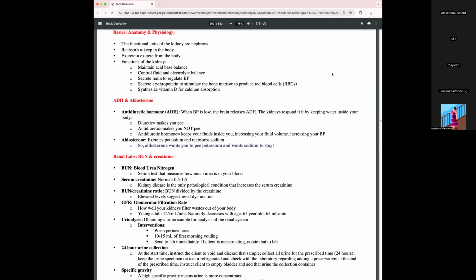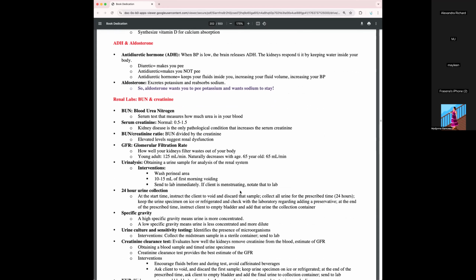So for now, I would memorize that renin, antidiuretic hormone, and aldosterone, these three hormones increase the blood pressure.